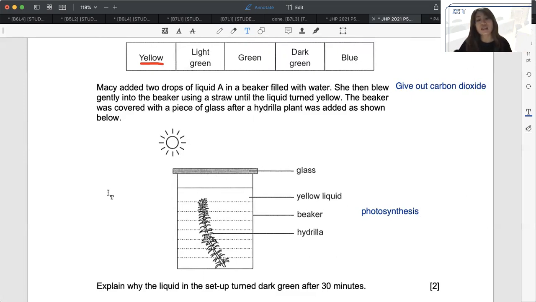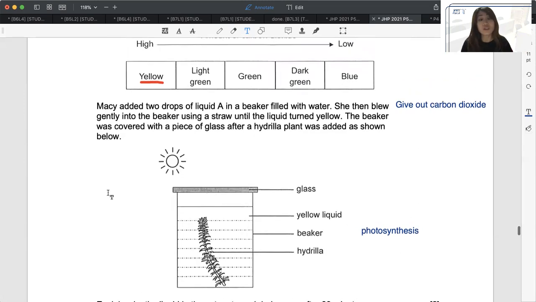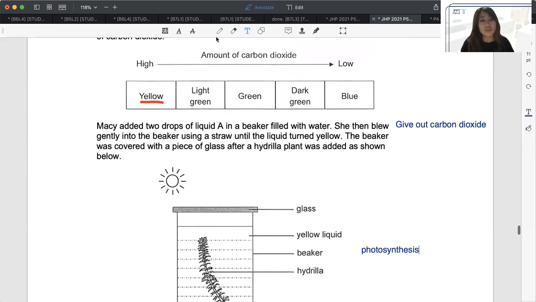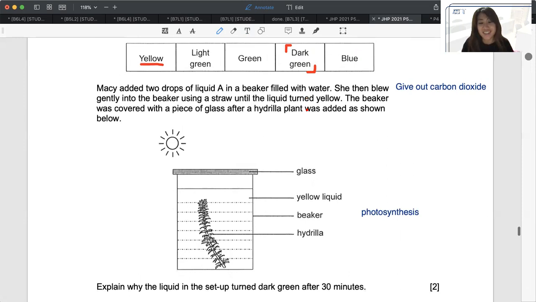Explain why the liquid in the setup turned dark green. Now, let's look at dark green after 30 minutes. Dark green, we know that it seems like the amount of carbon dioxide here is low. The amount of carbon dioxide in the water is low. So why do you think this liquid A would detect very little carbon dioxide left in the water after 30 minutes? So first we need to identify something. Again, what is this hydrilla plant doing? Number one, we know that it is in the presence of light. So when it's in the presence of light and there's carbon dioxide in the water, it will carry out photosynthesis.